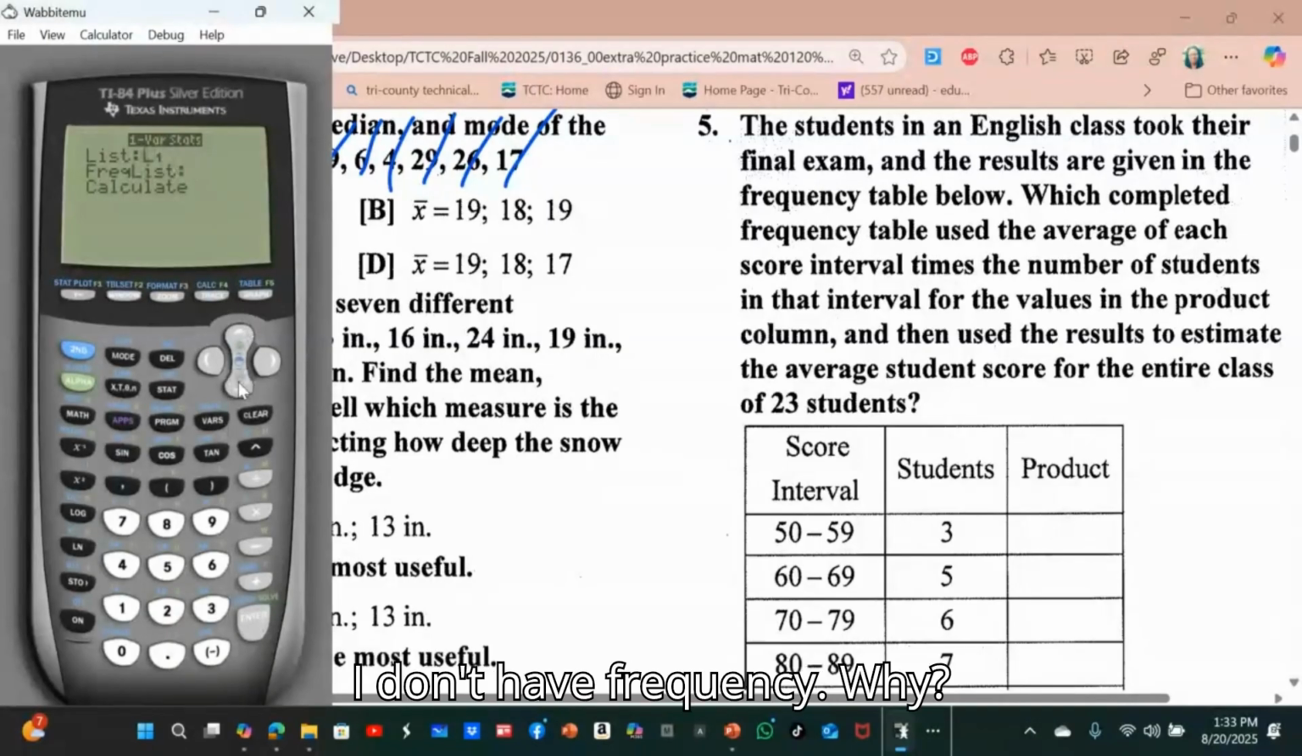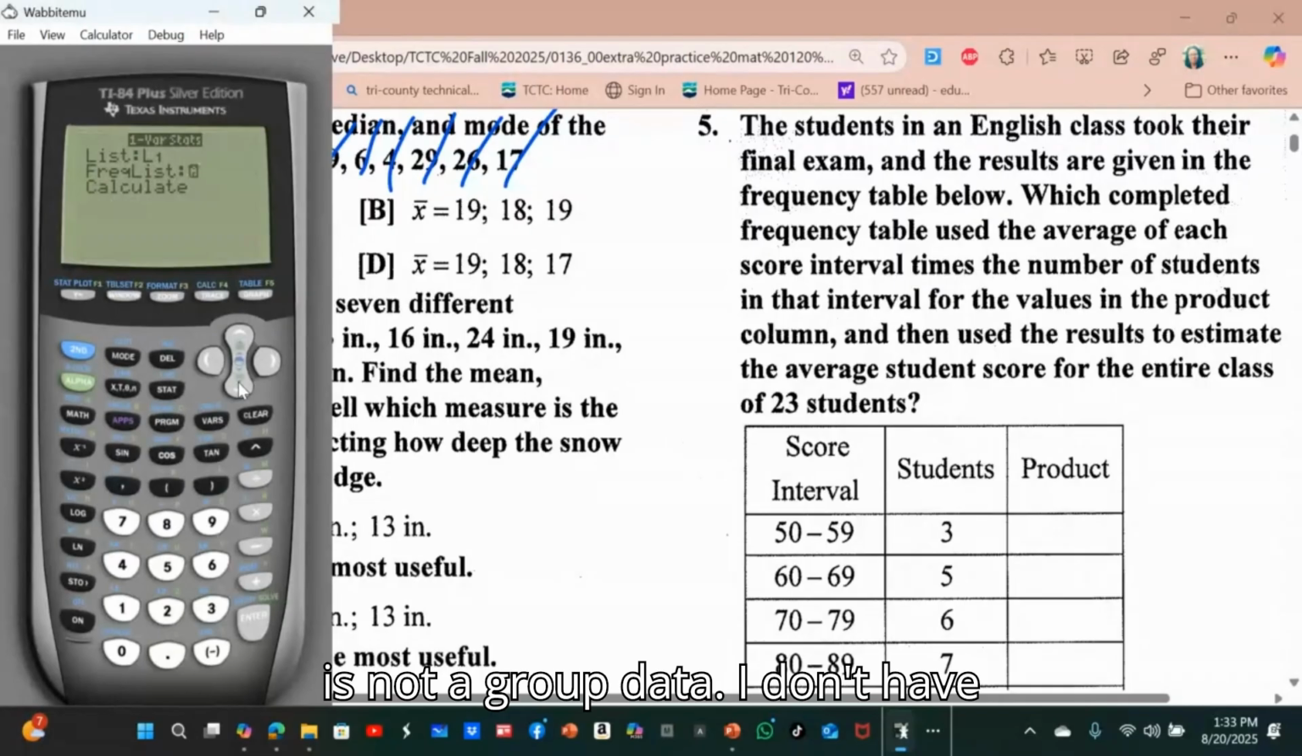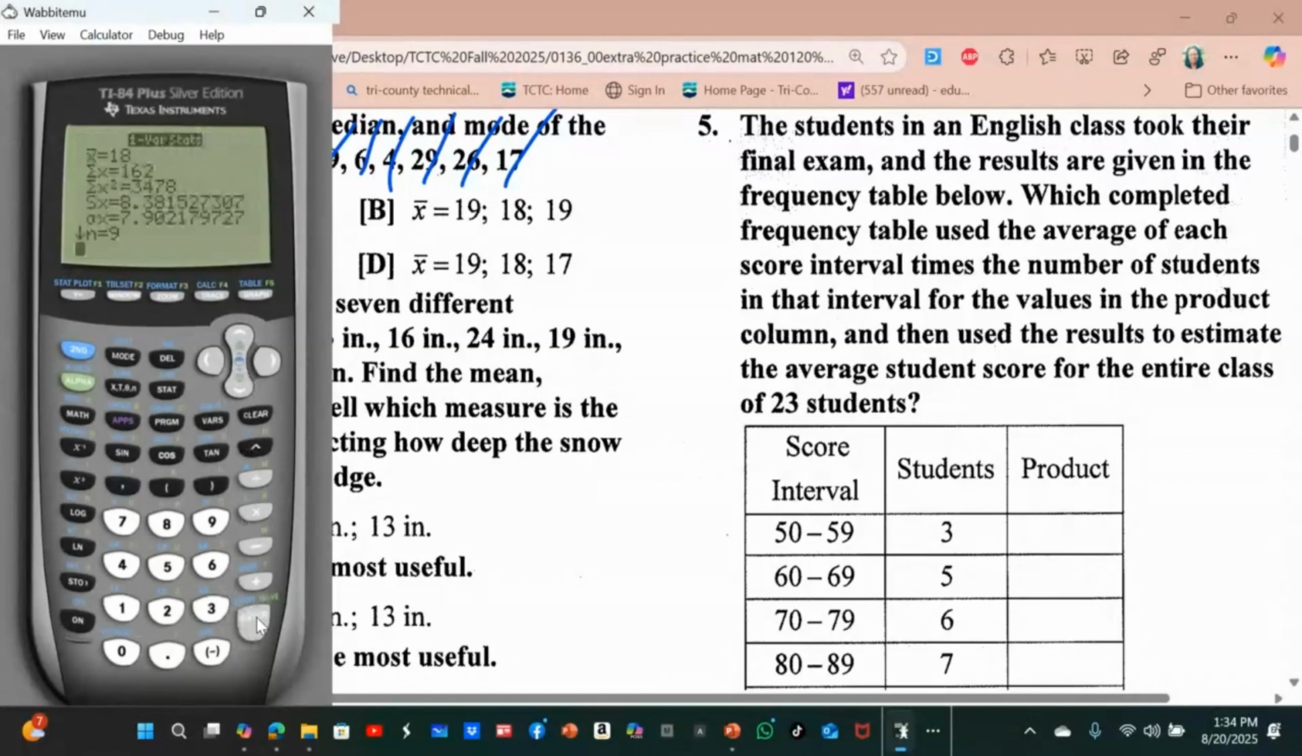I'll arrow down. I don't have frequency. Why do I not have frequency? Because this is not grouped data. So I'm going to calculate. So when I calculate that, I see that the mean x bar is 18. Notice that x bar is 18.